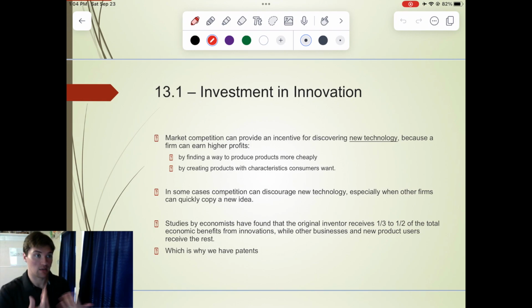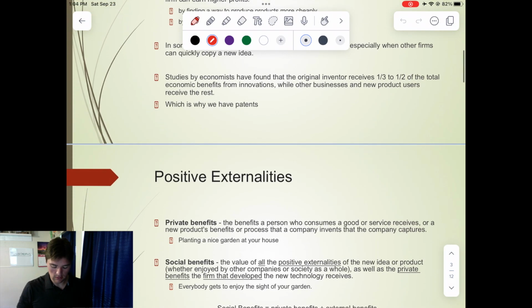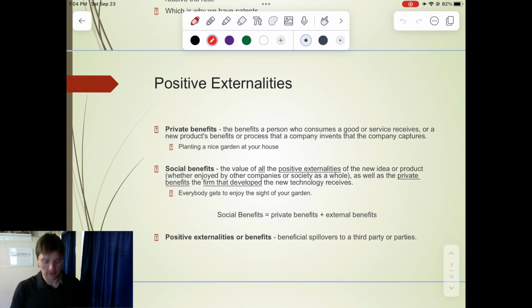So because there's an invention that happens, right, there is that private benefit. And because it's able to maybe create other things because of that, there is this social benefit that is also happening. The issue here is that a lot of firms and people are not able to see the social benefit. So basically, positive externalities are where we have the private benefits, the benefits of a person who consumes a good or service, right?